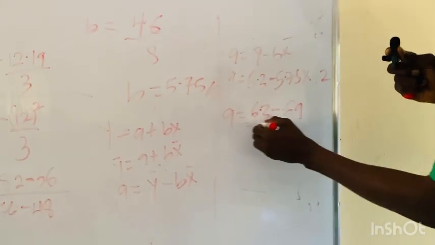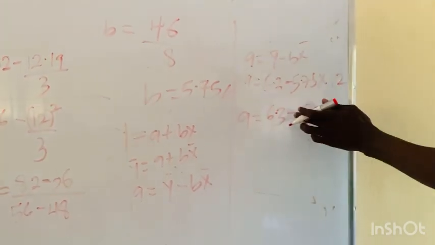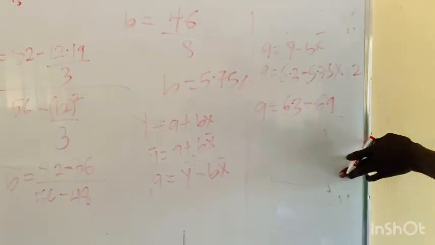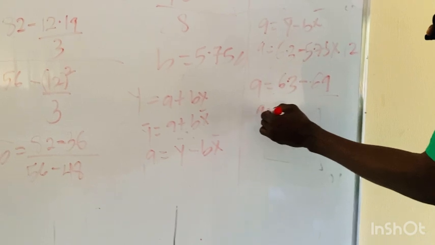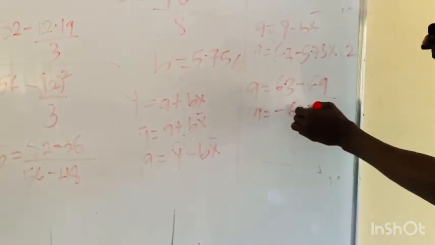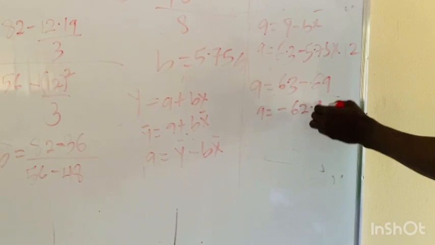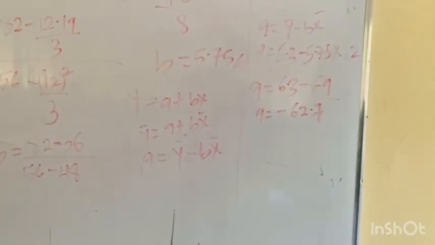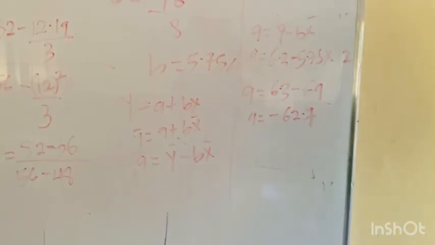5.75 multiplied by 12 is 69. Then 6.3 minus 69, our a is going to be minus 62.7. As you can see, we get a negative number here. So that's all for this one.